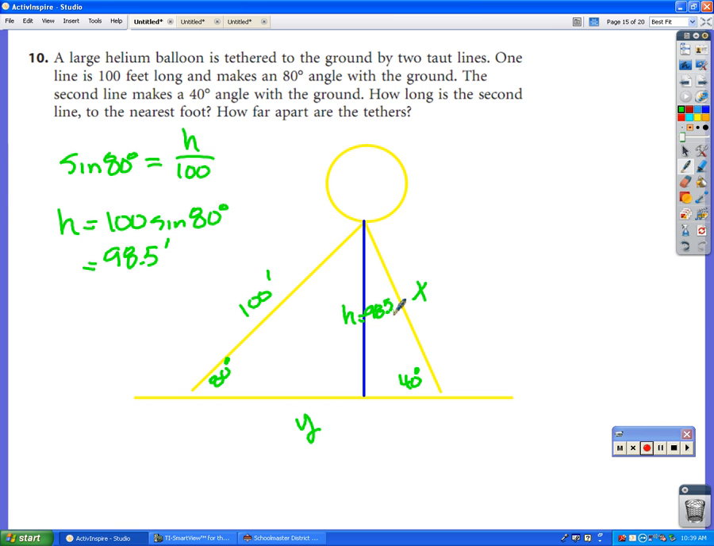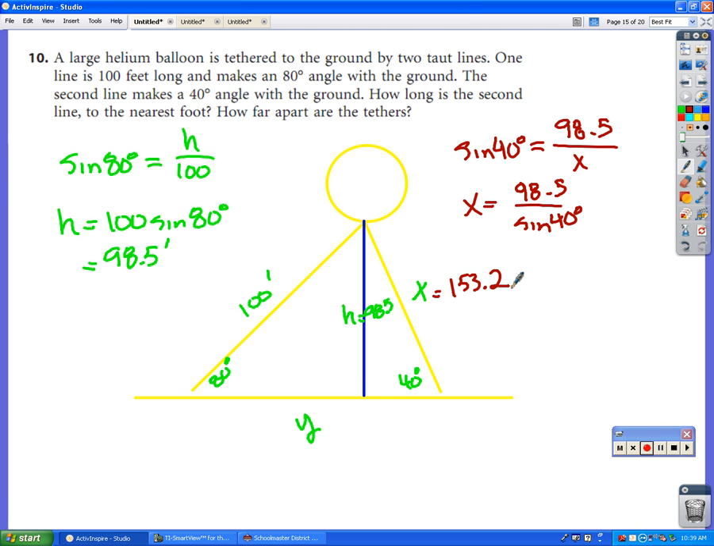Okay. So now I can use that to figure out this missing piece here, which is a tricky one, because that is also the opposite side, and we're trying to find the hypotenuse. So I'm going to use sine again. So this time the sine of 40 equals the opposite side, or 98.5-ish divided by x. So what I'm trying to find is on the bottom. This time I need to divide, so x is going to be 98.5 divided by the sine of 40, which comes out to be 153.2. So that is one of our answers there.